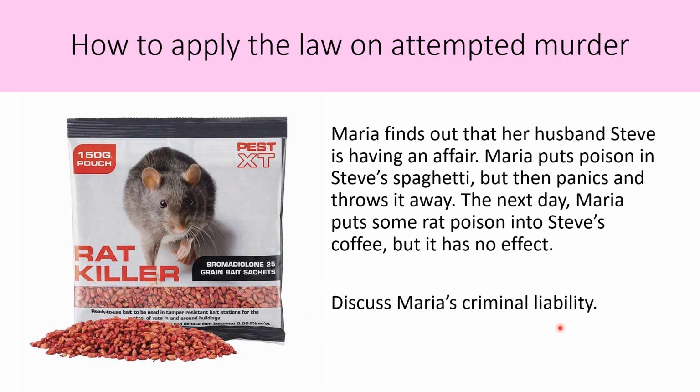Discuss Maria's criminal liability. Now, in this situation, we can see from the limited facts that we've got, although it appears that Maria has tried to kill Steve, she's not managed to. He's not dead because the poison has no effect. So the fact she's tried to kill him but hasn't managed it should hopefully be telling you that you need to be applying the law on attempts or attempted murder. So we're going to take a look at how you would get a good answer to this question.